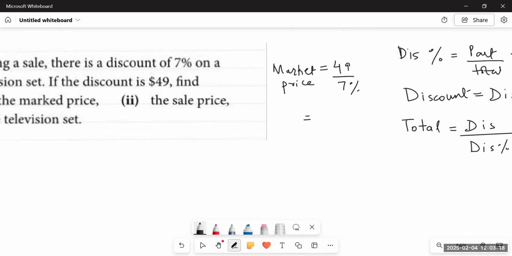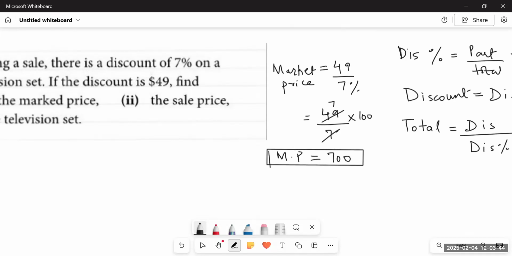So how will we solve it? Whenever there is a percentage sign in the numerator, we will remove it and write multiply by 100 instead in the numerator. These are some basic rules that we have already learned. 7 ones are 7, 7 sevens are 49. So it will give you a total of 700. It means the marked price is 700. So if the marked price is 700, it means it was the original price, right?